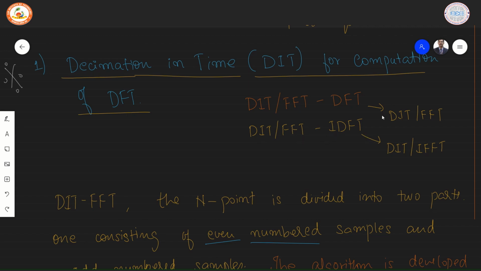So, whenever the question is asked in the examination, please read the data properly and conclude whether it is a DFT calculation or an IDFT calculation. So the present discussion here is about decimation in time FFT, which is used for DFT calculation.